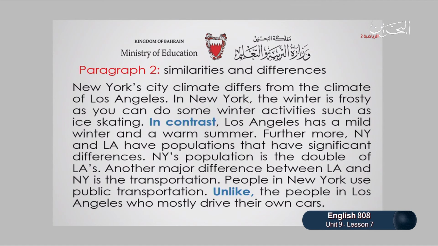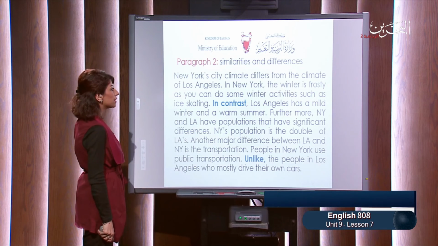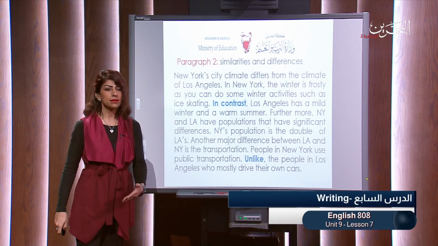Another major difference between LA and NY is the transportation. So, what's with the transportation? Let's specify. People in New York use public transportation, unlike is indicating a difference. So, unlike the people in Los Angeles who mostly drive their own cars. Now, I have mentioned the differences. Let me see what comes next.